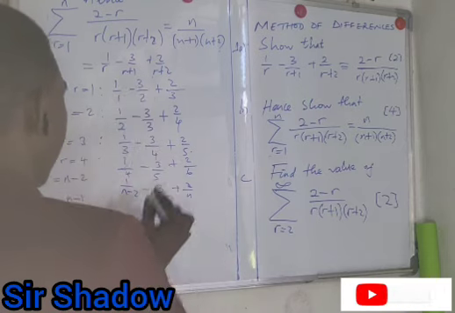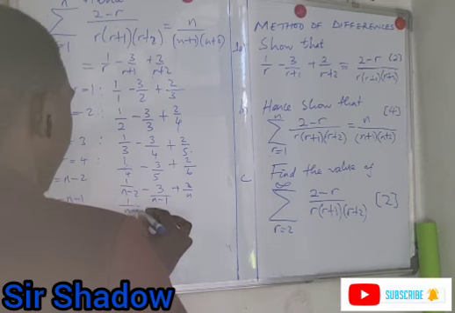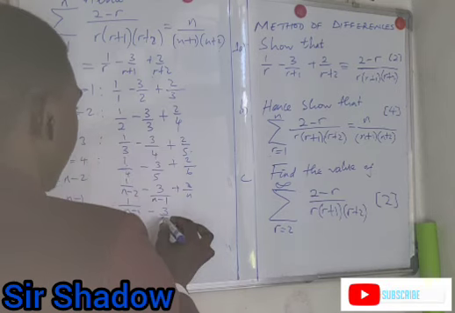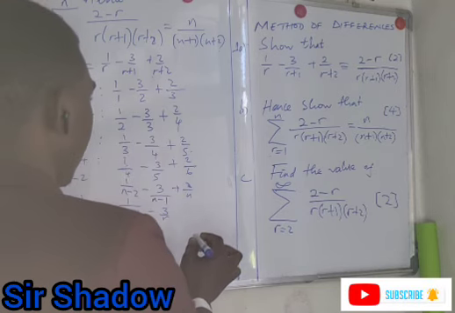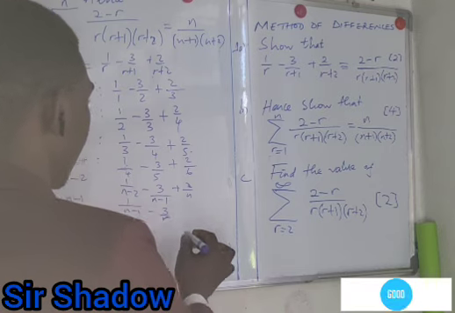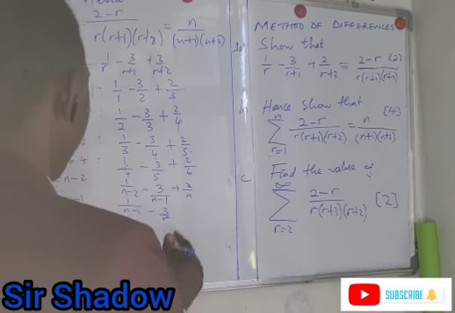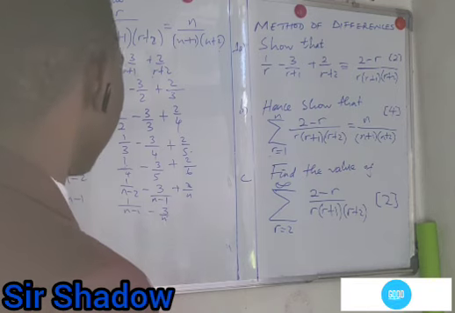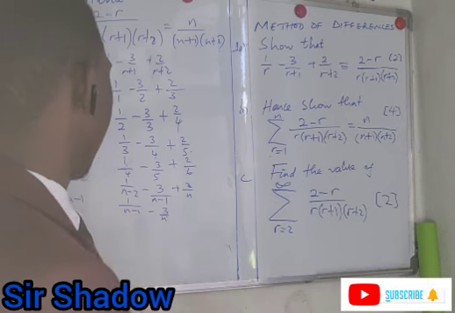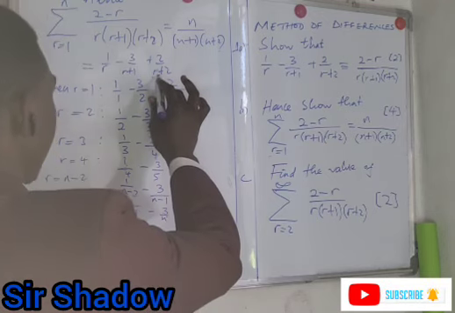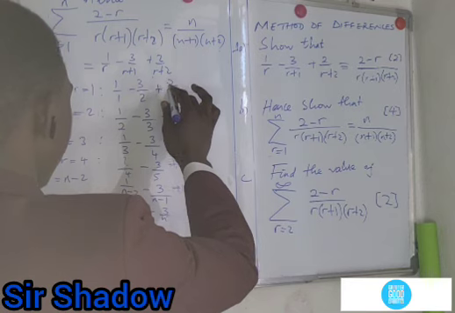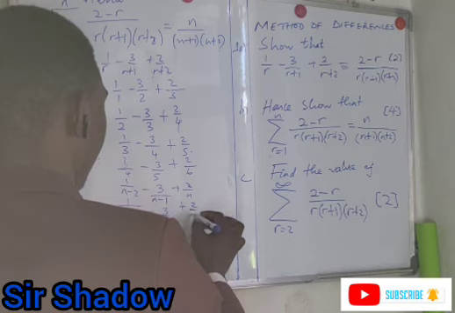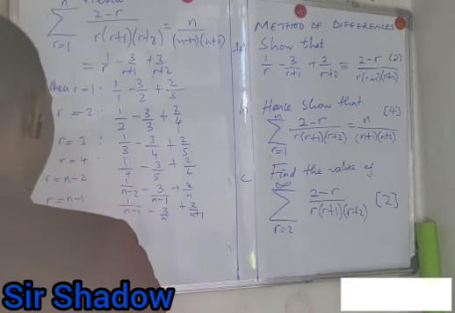Let's consider when r is equals to n minus 1. For n minus 1 here, it becomes 1 over n minus 1 minus 3 over n, so it becomes 3 over n. Then for n minus 1 plus 2, which is n plus 1, it becomes plus 2 over n plus 1. Let's consider when r is equals to n.